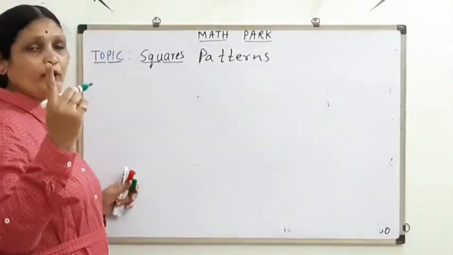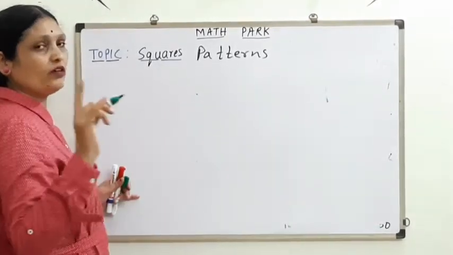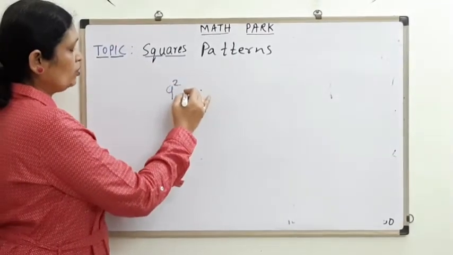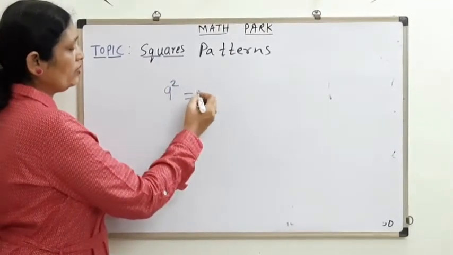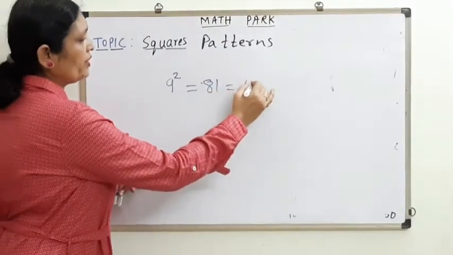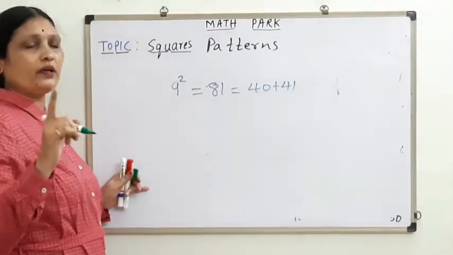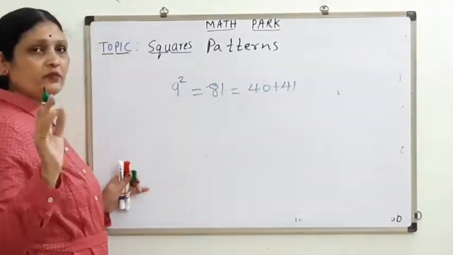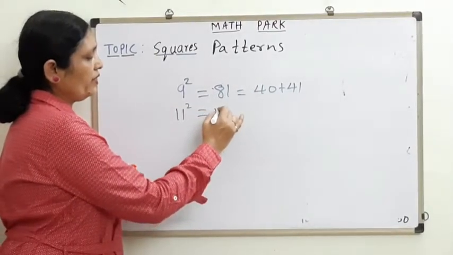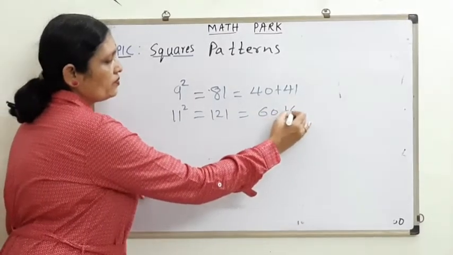Okay, one more pattern, children. The square of any odd number can be written as the sum of two consecutive numbers. Let us take the square of 9. 9 square, I know it is 81. So 81 can be written as 40 plus 41. Square of any odd number can be written as a sum of two consecutive numbers. Let us take 11, and 11 square is 121. 121 can be written as 60 plus 61.